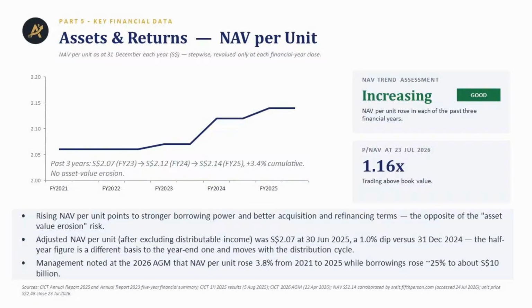Okay, I have another pushback, pulling from the 2026 AGM. Management noted that NAV per unit rose 3.8% from 2021 to 2025. But over that exact same period, total borrowings rose approximately 25% to hit $10 billion. How do we interpret this mathematical divergence? A 25% debt increase for a 3.8% NAV increase.